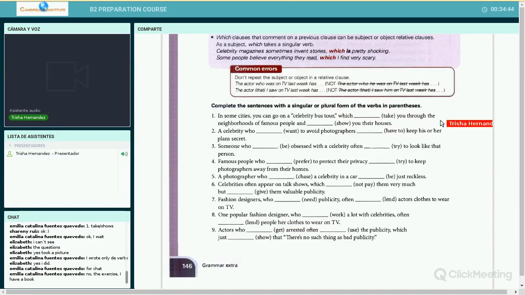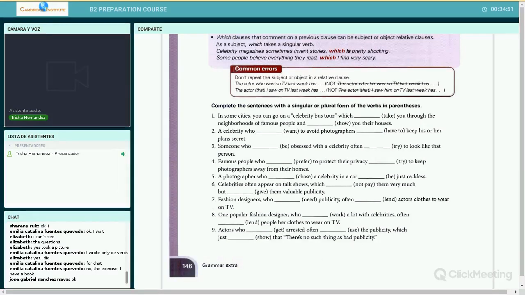Jose Gabriel, we're doing this exercise. I'm going to ask you to be patient, because you just logged in, okay? And they're already doing this. Don't worry, just wait there. And welcome, by the way. Welcome. Good evening. I really hope that you're fine, Jose Gabriel.